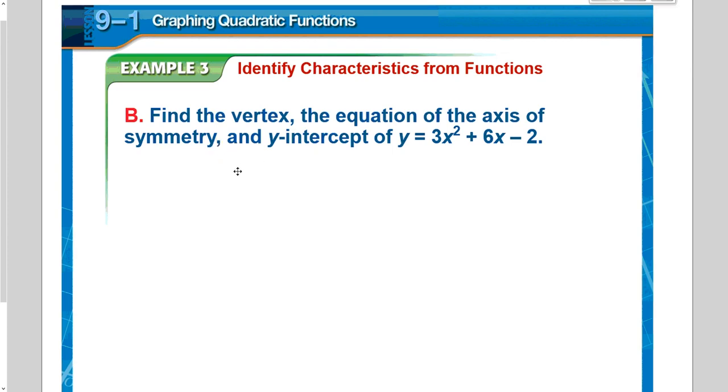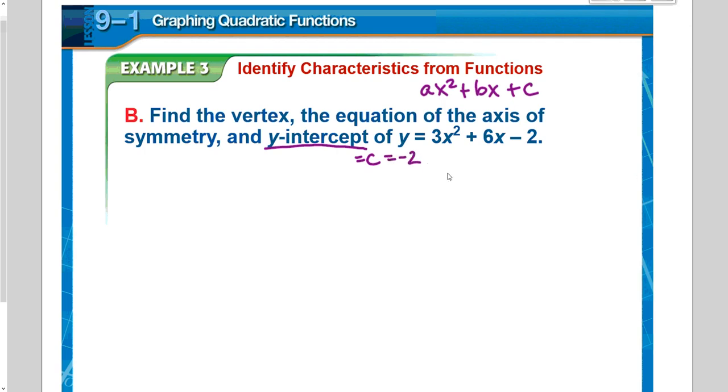Find the vertex, the equation of the axis of symmetry, and the y-intercept of y equals 3x squared plus 6x minus 2. All right. So the first thing, honestly the easiest part right here, is the y-intercept. If you recall, the y-intercept is always the same as c. What is my value for c here? Remember, it's ax squared plus bx plus c. So c actually has a value of -2 in this case, yes?